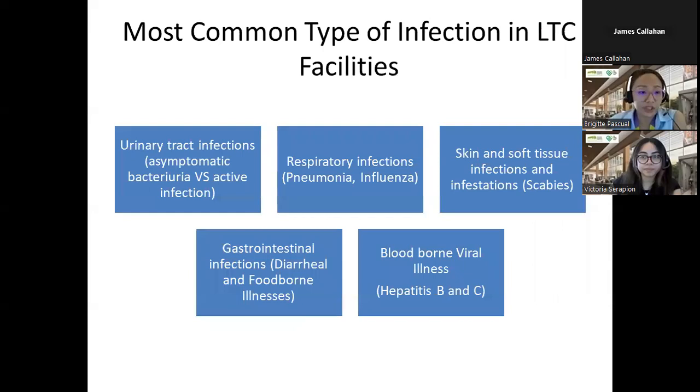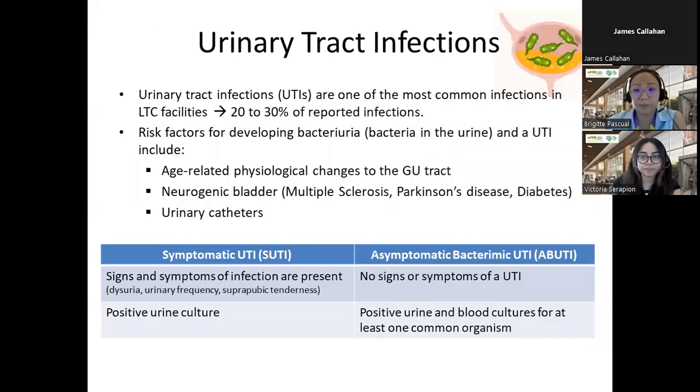So for this section, I will be talking about the epidemiologically significant organisms. I will go through some of the most common types of infections in long-term care facilities, and I will also talk about the most common pathogens that cause these infectious diseases and how to manage them: urinary tract infections, respiratory infections, skin and soft tissue infection and infestation, GI or gastrointestinal infections, and blood-borne viral illnesses.